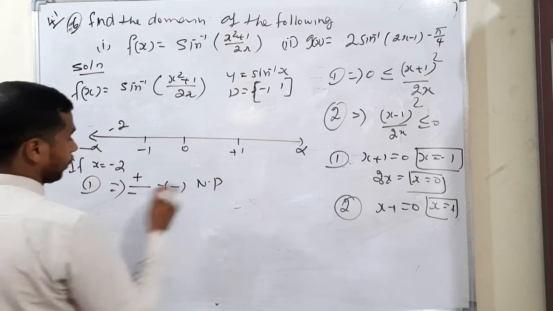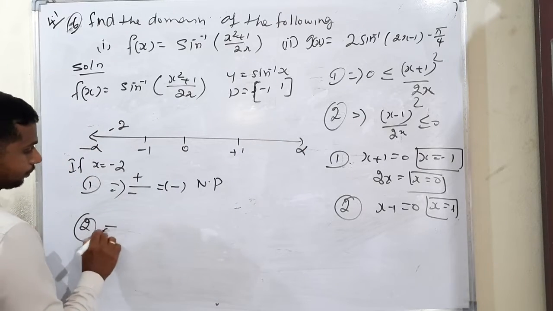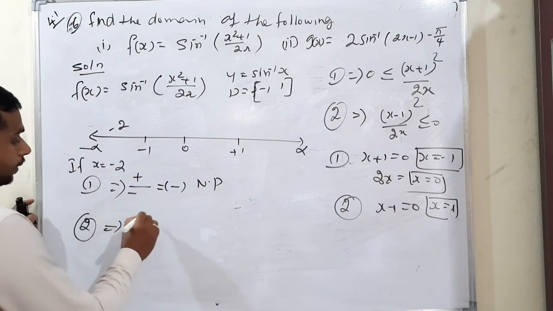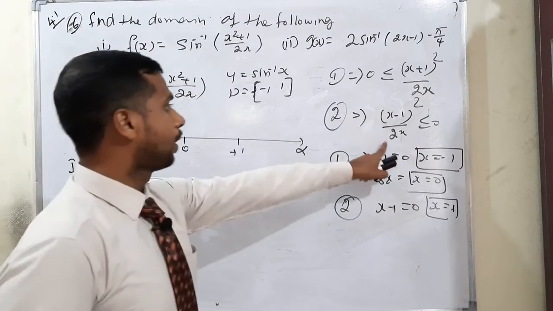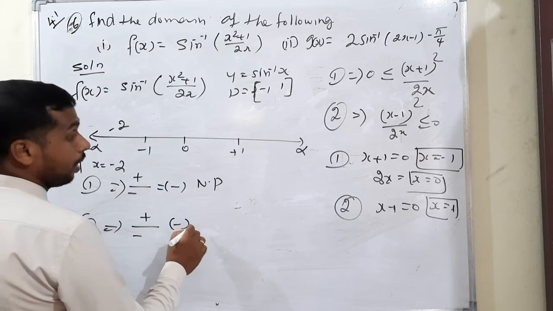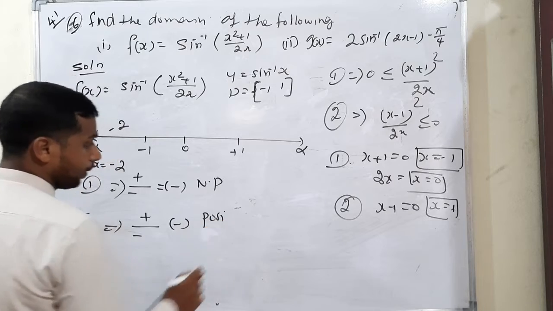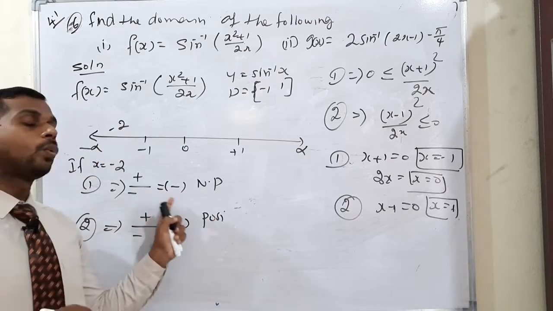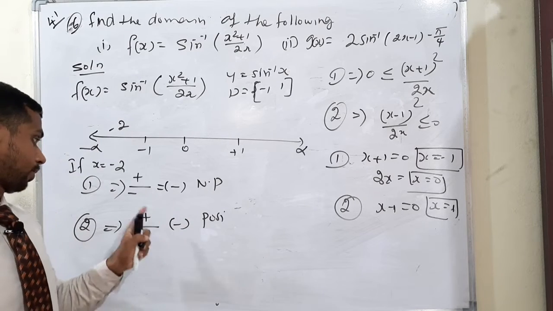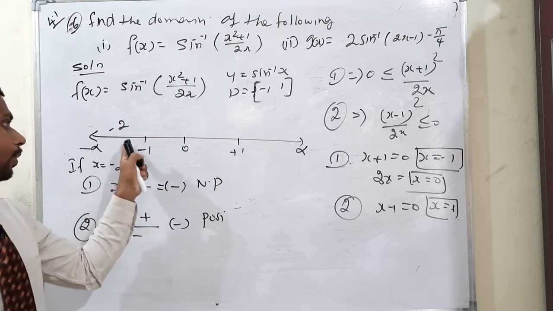So, second case, what will happen? Second case, minus 2 minus 1 means minus 3. Minus 3 the whole square means positive, again divided by again minus, isn't it? So there, minus will come, and this one is possible. But I already told you, if any one case is not possible, both the cases are wrong. Okay, so we can neglect it. Negative 2 is not possible.